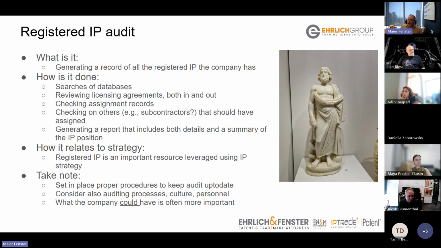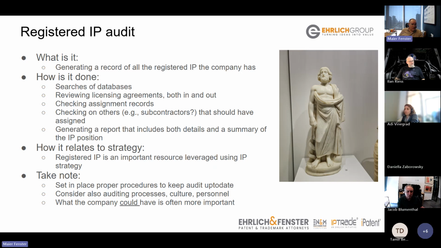I didn't write it, but you might have a folder in a cabinet somewhere saying what IP a company has. But you also have to look at licensing agreements, both licensed in and licensed out. You have to check assignment records to see if the IP actually belongs to you. You need to check on others, for example, subcontractors that should have assigned it to you, and maybe they invented and didn't tell you.